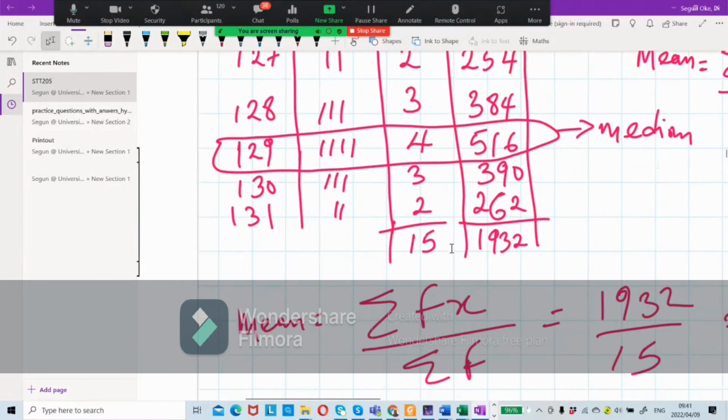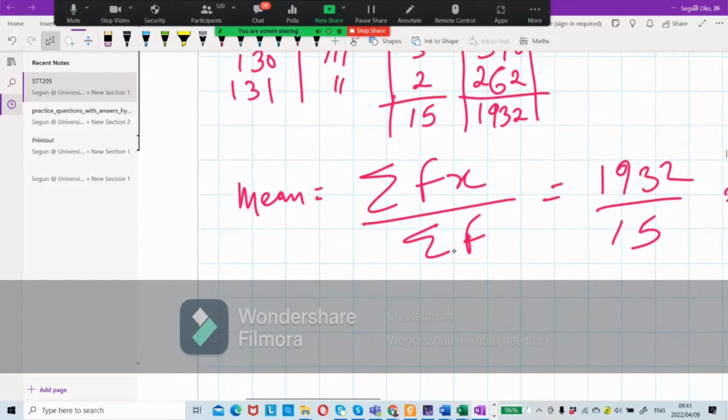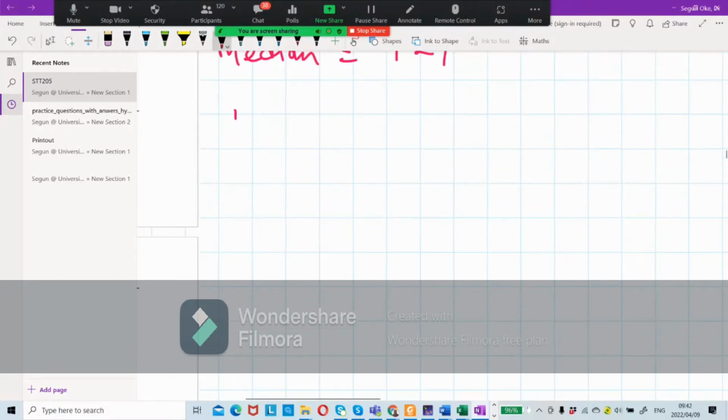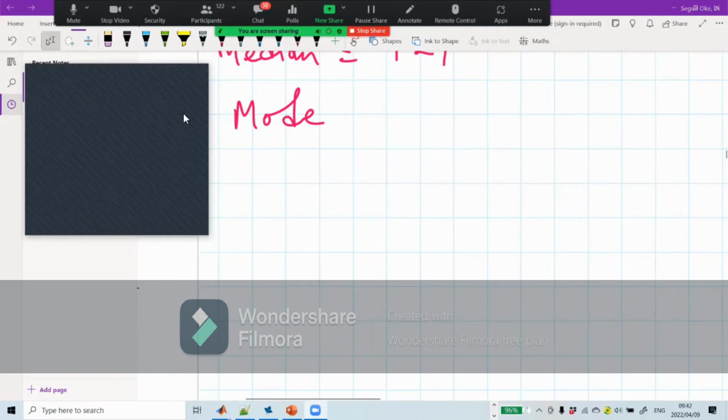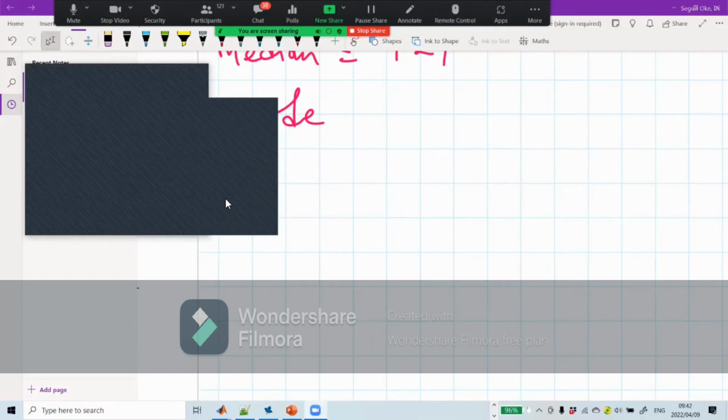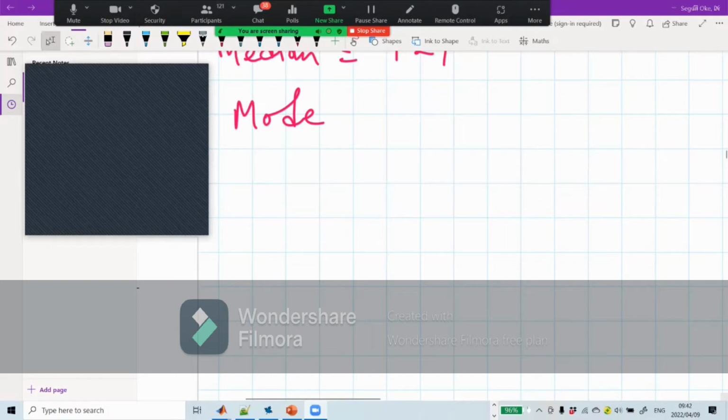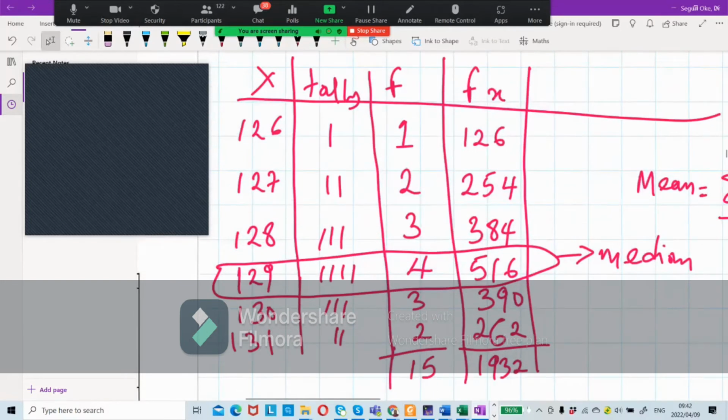Are you getting the idea now? So our median is what now? 129. So what is your mode? The one that appears more is what? 129.